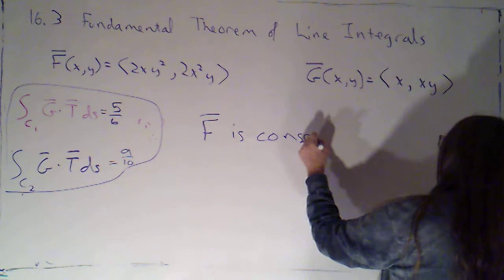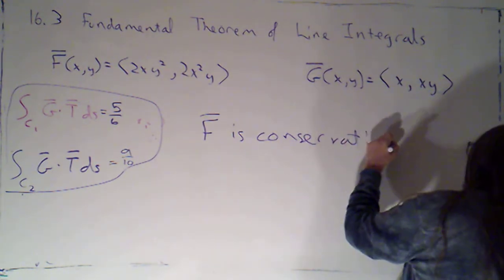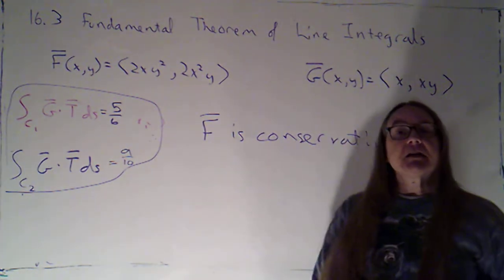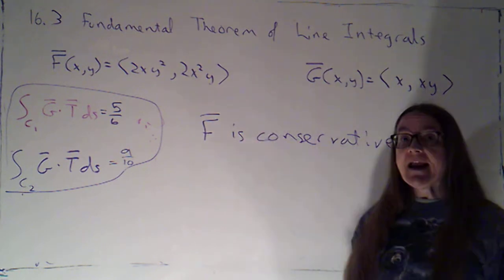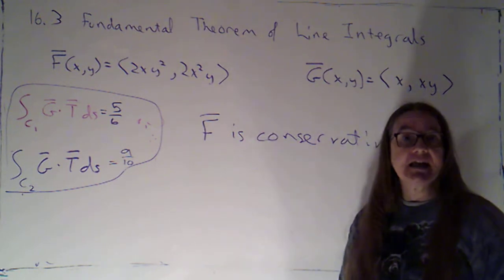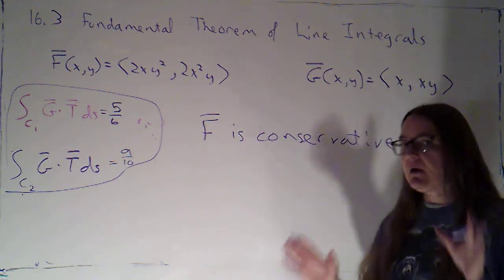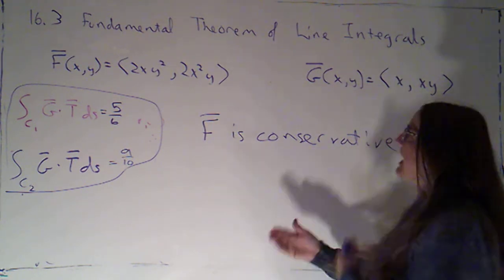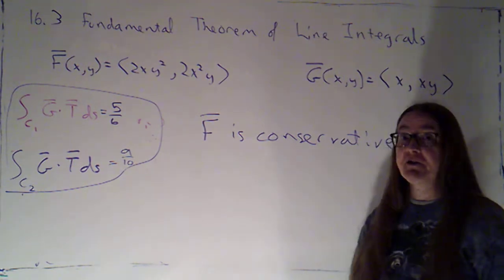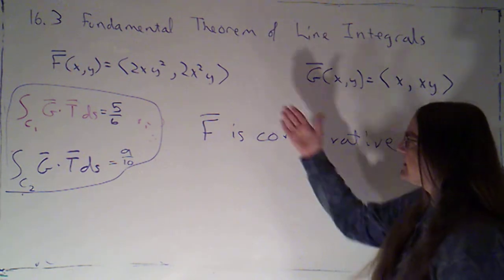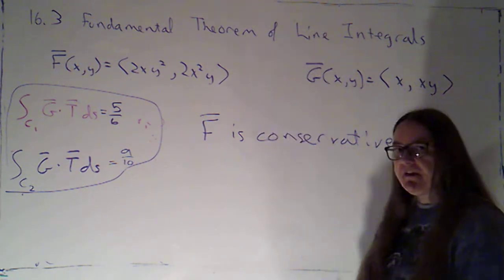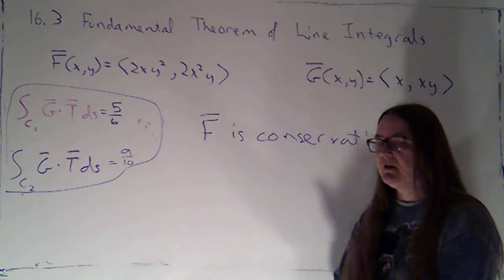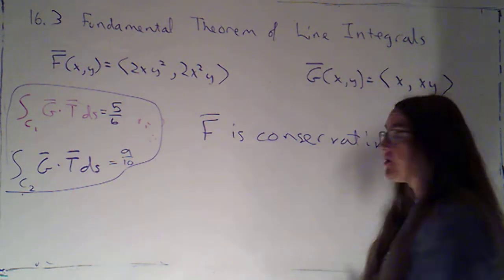Now, what does it mean to be conservative? We must rack our brains. To be conservative, that means that it's the gradient for some potential function. Okay. Now I'm just going to tell you right now what a potential function is. As we work through this section, we're going to figure out how do we figure out when something is conservative, and if it is, how do we find a potential function? We haven't learned that yet, so right now the teacher gives it to you.